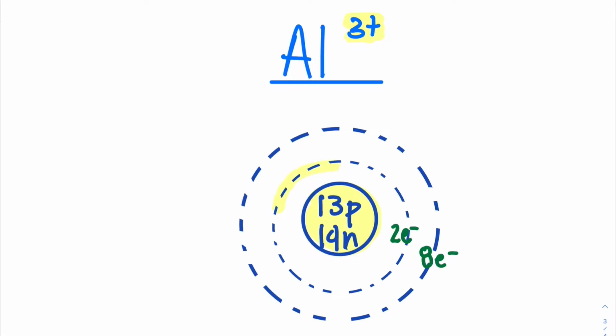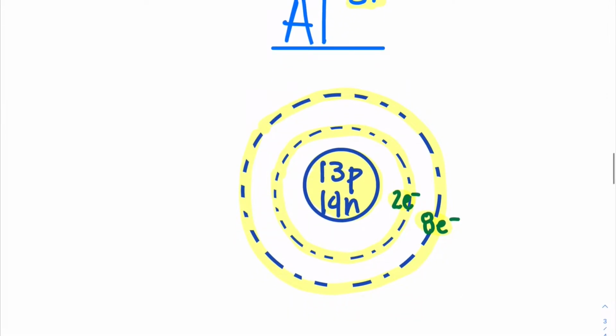You can see here that I still have the first shell of electrons with 2 electrons, and the second shell of electrons, which has 8, but I'm missing the third outer shell of electrons that would have 3 electrons. That is gone. And because it is gone, the amount of protons we have no longer equals the amount of electrons that we have. And that's how we get an overall charge on an ion.